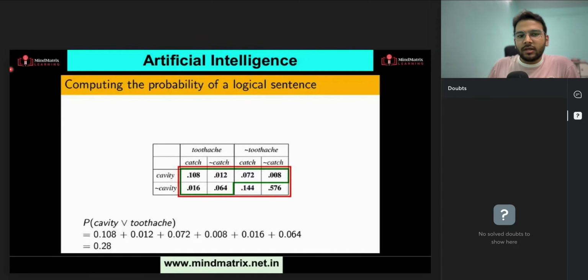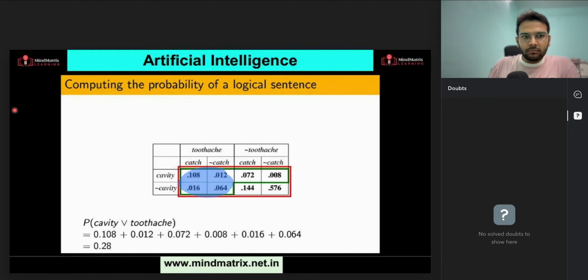Okay, so now carefully see this. If I say probability of cavity or toothache, then what are the values you are going to add? Just don't see the values here, just see the table. I want all of you to just see the table here and find out probability of cavity or toothache. So cavity can be there, that means all these values can come, or toothache, that means this column. So all these 4 values will come.